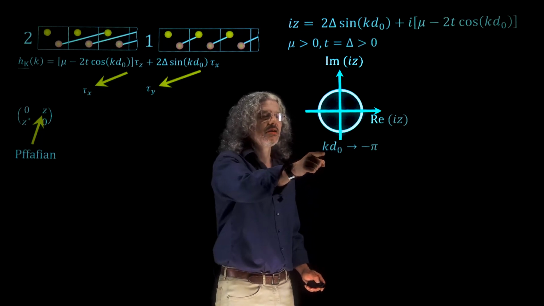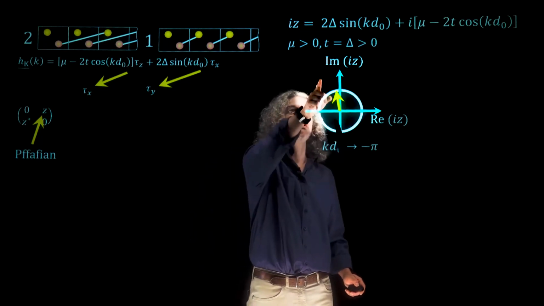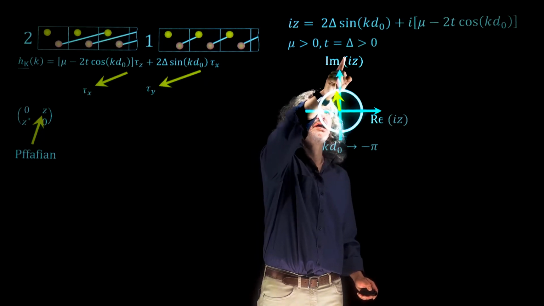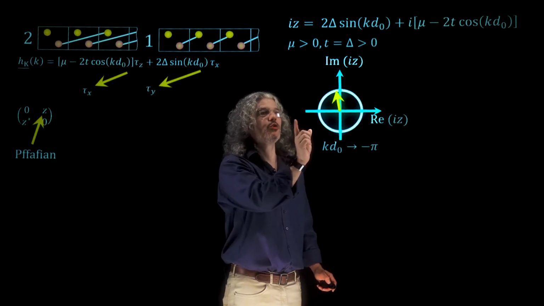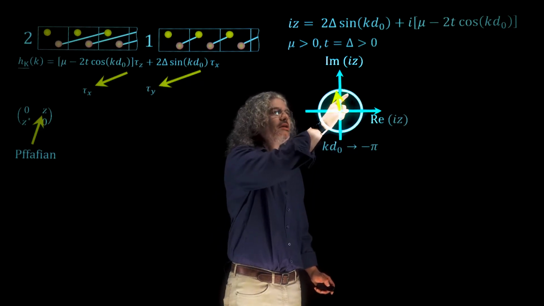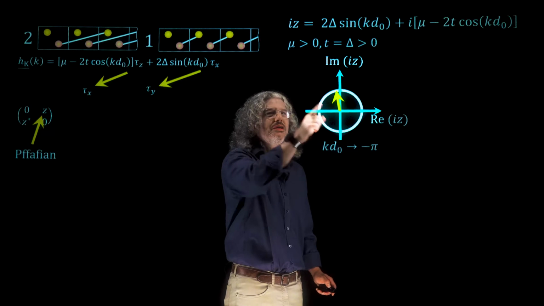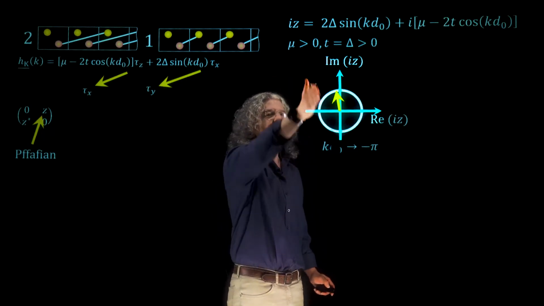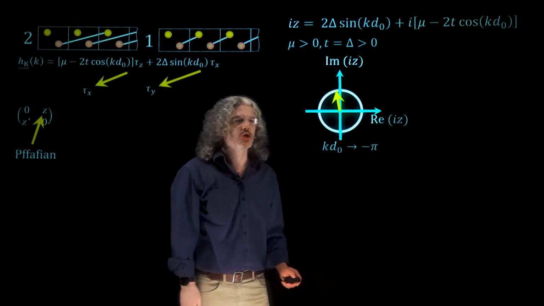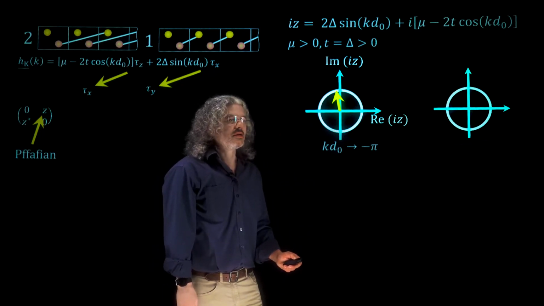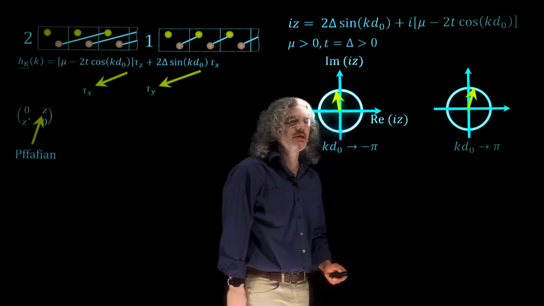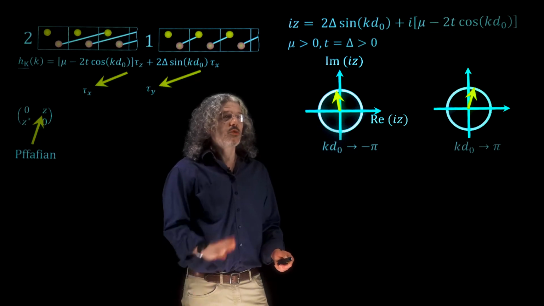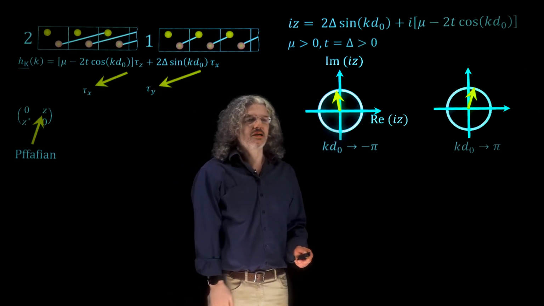So for kd goes to minus pi, the vector will point in this direction, right? Kd is negative, and the sine is a bit negative, close to 0, but negative, and the cosine near kd naught is negative, so we have mu plus 2t, and this, by assumption, they are all bigger than 0, so it will point in the z direction. Now, at kd goes to plus pi, only the sign changes a bit, so this vector will point in that direction. Now, what we have to ask is what happens at k equal to 0.